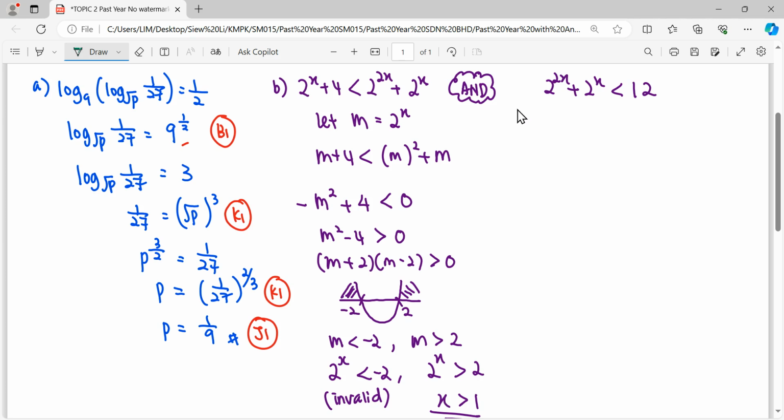So we try to substitute u equals 2 to the power of x. So this is 2 to the power of x squared. It will equal u to the power of 2 plus u less than 12. You can notice here your inequality is in quadratic form. So we rearrange our quadratic. Then we do the factorization.